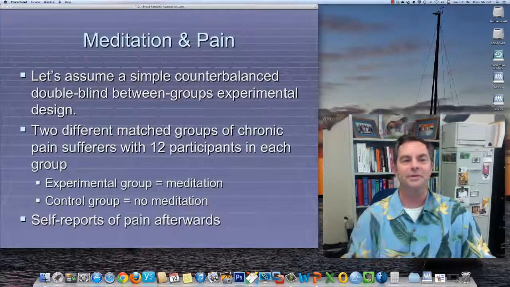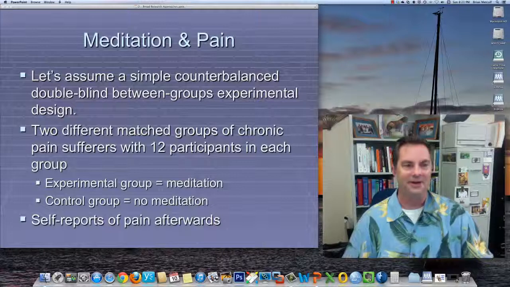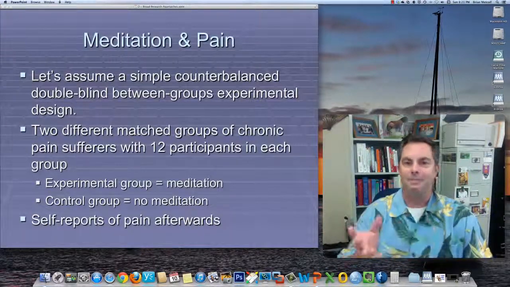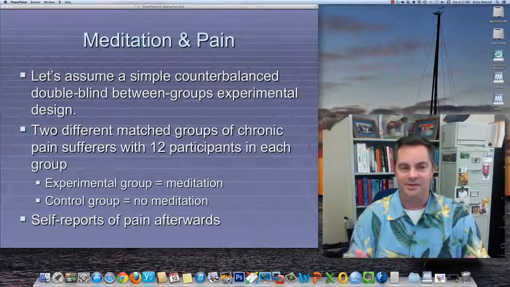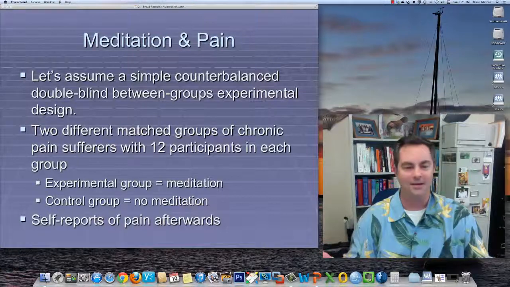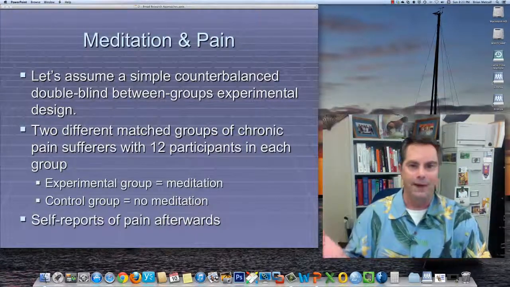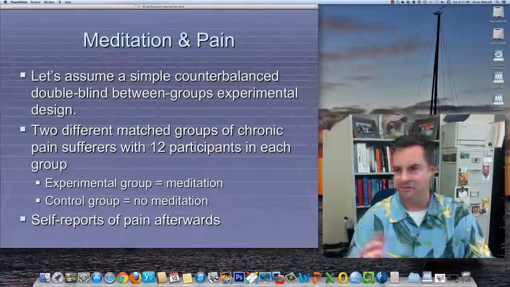Okay, so let's assume that we've got some kind of counterbalanced double-blind between groups experimental design. How's that for a mouthful? I've already explained the double-blind part of it. Counterbalanced, I kind of touched on. We want to make sure that the two groups are balanced in their pain. So that's easy to do ahead of time. Assess their pain levels. Make sure that one group isn't having more pain than another to begin with, or a different kind of pain, or a different source of pain.